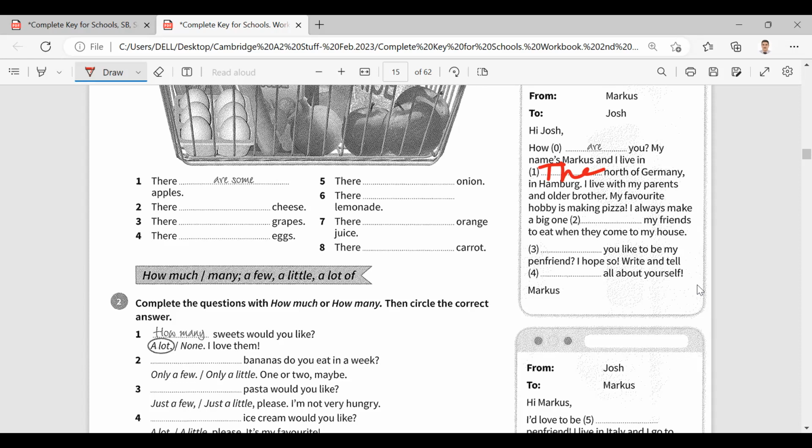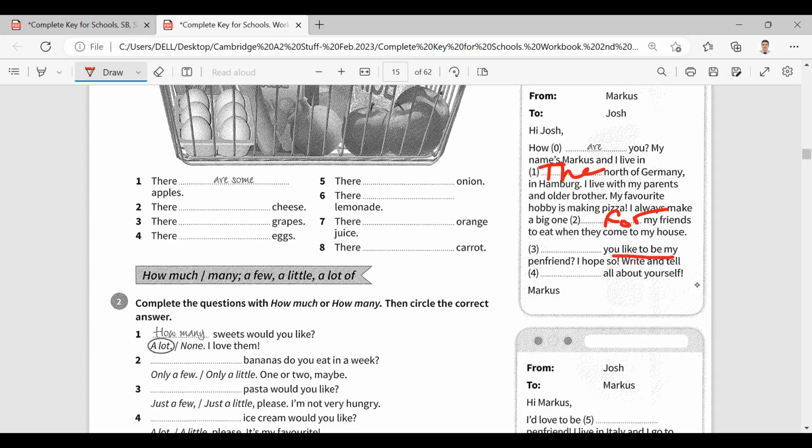I live with my parents and older brother. My favorite hobby is making pizza. I always make a big one, for my friends to eat when they come to my house. Four, perfect. Yes, for someone.